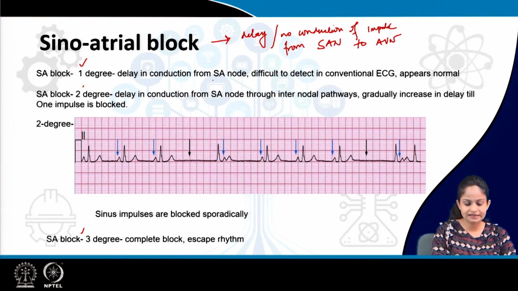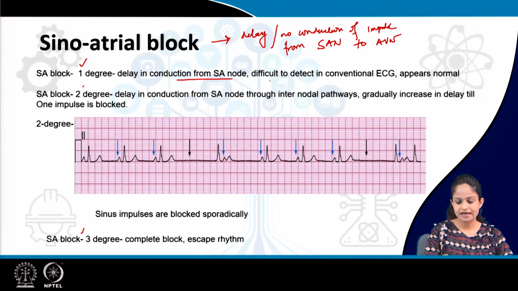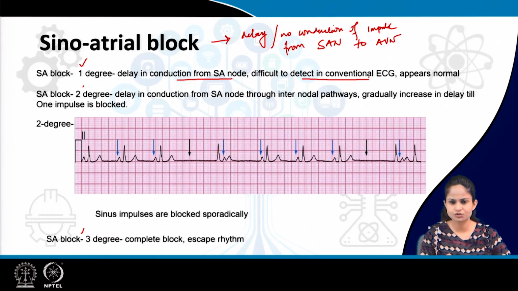Because there is a delay in the conduction from the SA node, it is difficult to detect in the conventional ECG, because it usually appears normal. Now, suppose this is the P wave. Generally, we will be looking at the P wave.